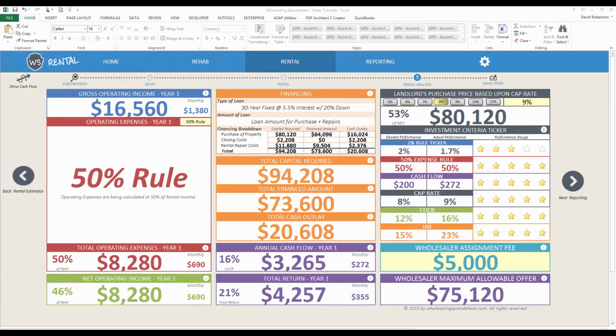So as you can see, the Rental Wholesale Calculator is a very powerful tool that can be used to analyze rental income, operating expenses, net operating income, cash flow, and 6 important rental metrics to determine the optimal value you should offer for a rental property.